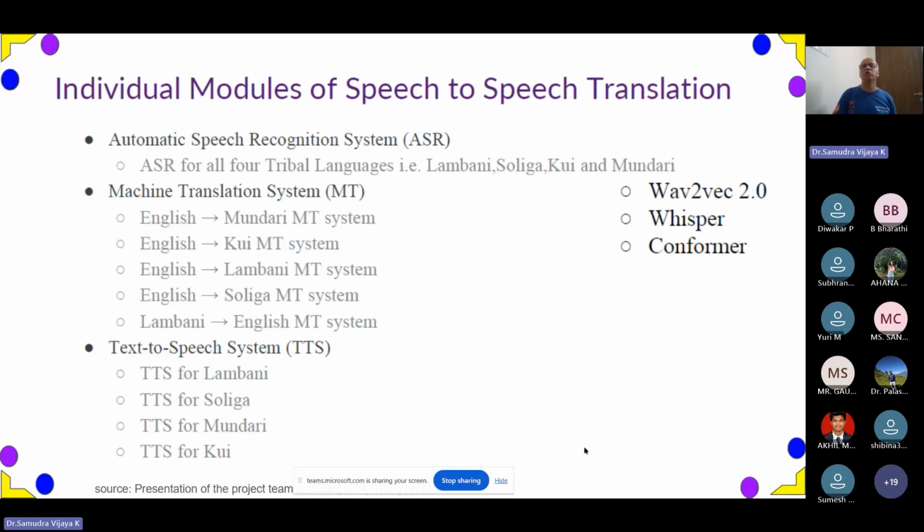So various modules of speech-to-speech translation are here. ASR systems are built for all the languages. They also used end-to-end systems. Of course, machine translation from English to the 4 tribal languages, and TTS systems are also developed. So this is a summary of the kind of work that is done for endangered languages in India with low resources.